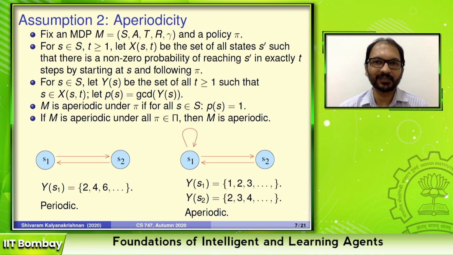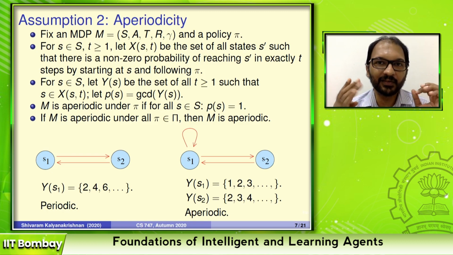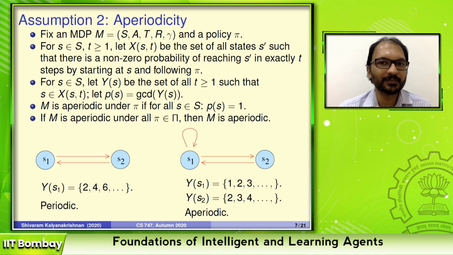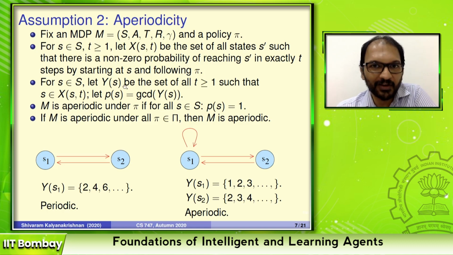So you start at s, you follow your given policy pi. X of s and 1 is the set of all states you can be in after one step. X of s and 2 is the set of all states that you can be in after 2 steps, and so on for 3, 4, 5, etc. So X is a set of states. Y, which is defined in terms of X, is not a set of states but a set of time steps, a set of integers t. So Y of s is the set of all t such that s itself is a part of X of s and t.